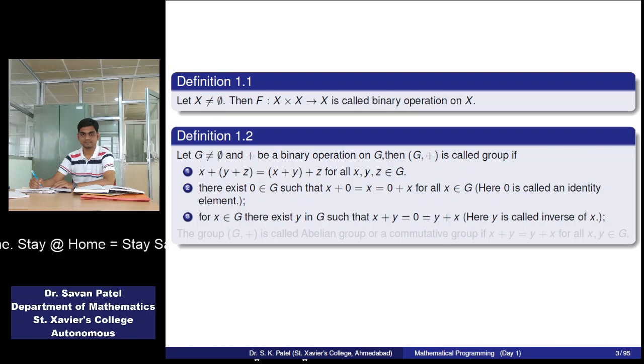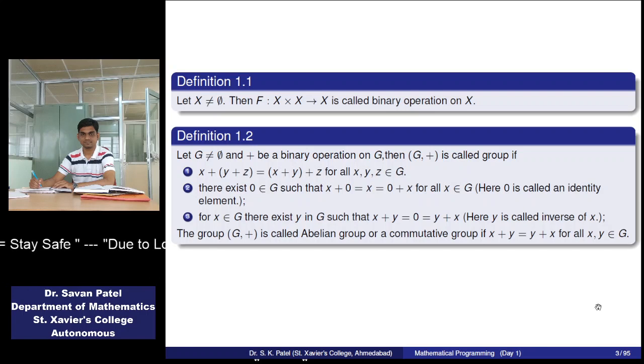If a non-empty set G is given and a binary operation is given which satisfies all these three conditions, then (G, +) is called a group. If (G, +) is a group, then it is called an abelian group or commutative group if x + y is the same as y + x for all x in G.